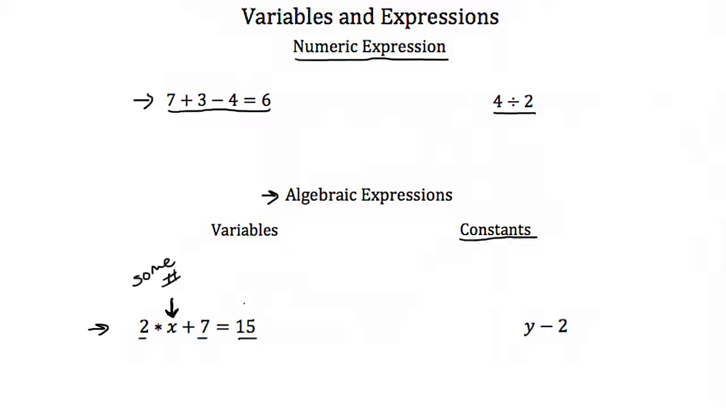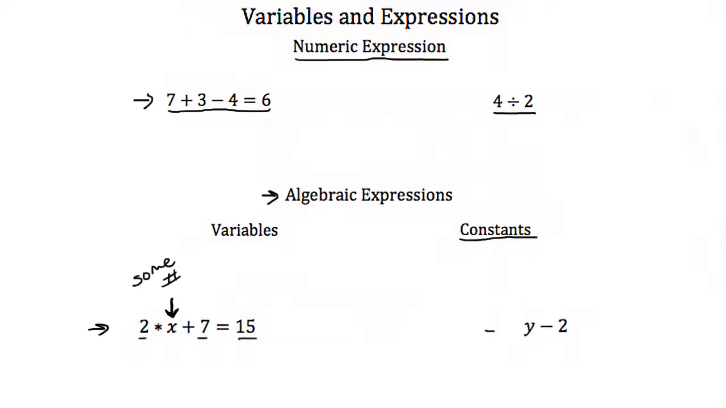And the reason why we call them constants is because they don't change. 2 is always equal to 2. 7 is always equal to 7, and so on. We call variables variables because they can change. There's some number, and we don't know what it is. But they represent a number, but that number can change.